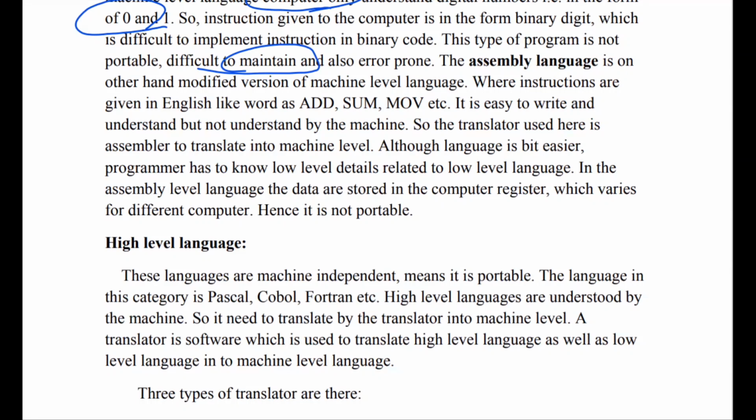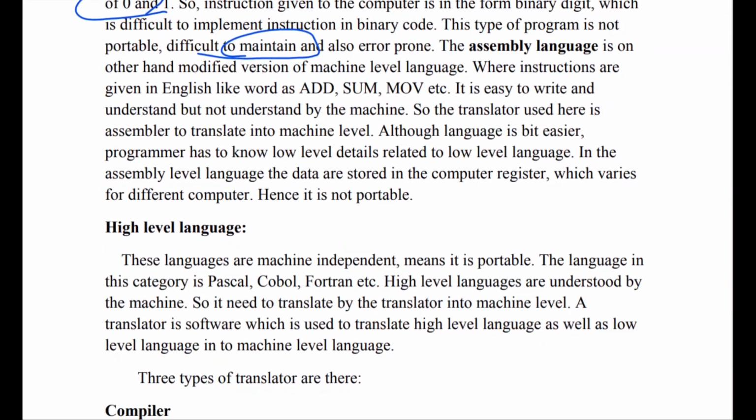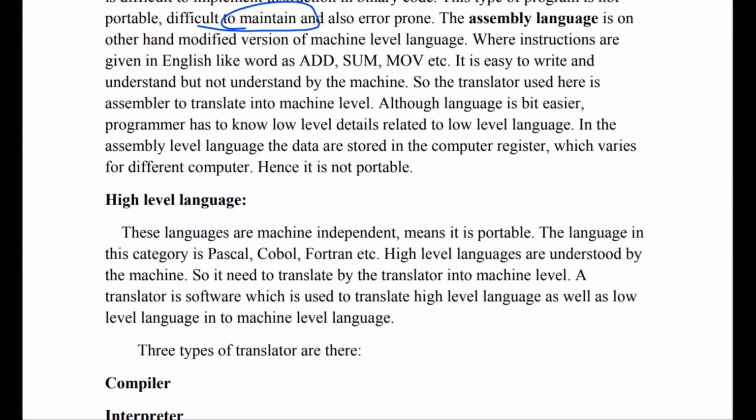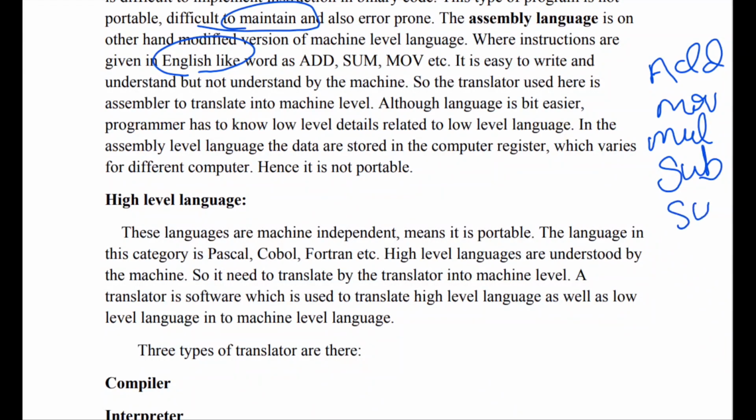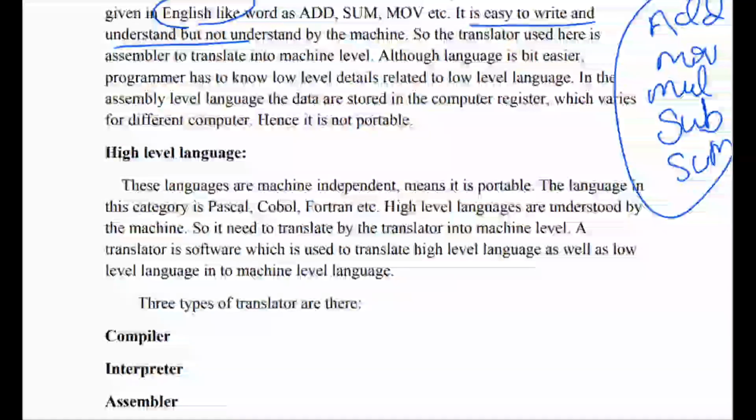The assembly level language, on the other hand, is the modified version of the machine level language, where instructions are written in English words such as add, move, multiply, subtract, and sum, etc. It is easy to write and understand, but these are not understood by the machine level language. Although the language is a bit easier, the programmer has to know low level details related to the machine.